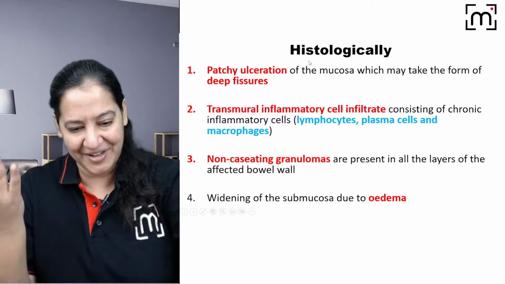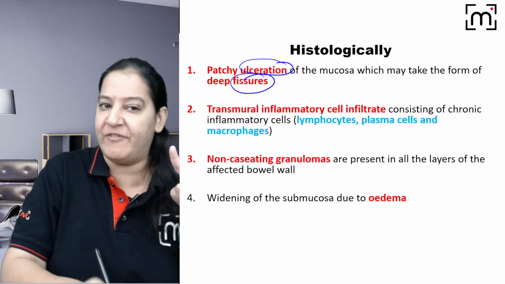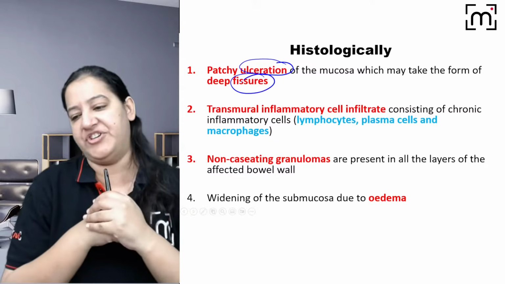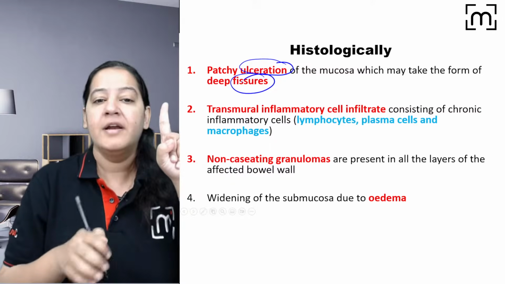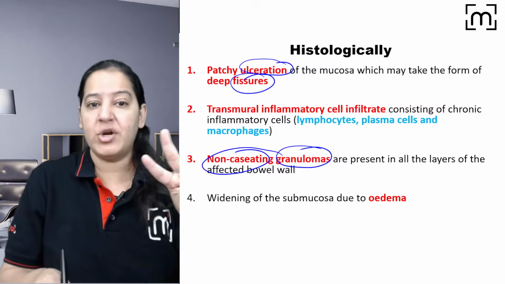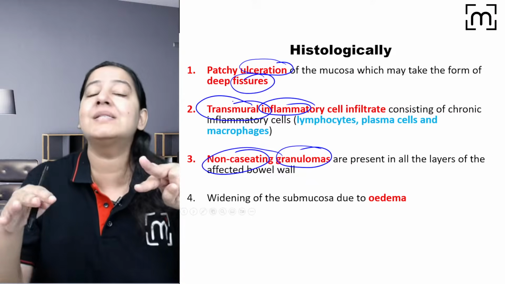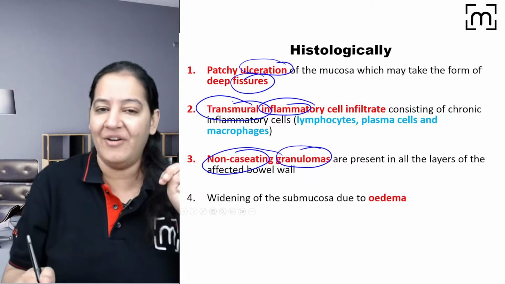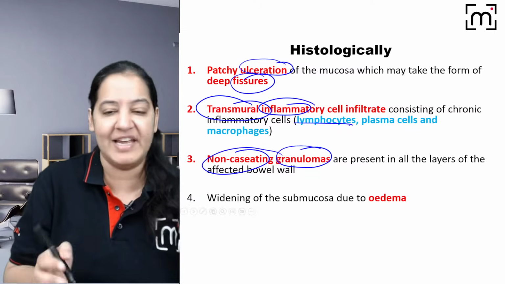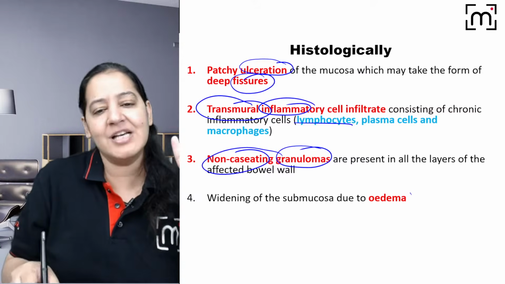Can you tell me what are the 4 findings? Initially the ulcers are there. The ulcers convert into deep fissures. They are deep. They convert into fissures into all 4 layers. Number 1. Number 2, the granulomas are there but they are non-caseating. Number 3, the inflammation is present in all 4 layers. That's why it is known as transmural inflammation, right? And it is made up of lymphocytes basically, no neutrophils, right? That's why mononuclear inflammation. And the last one, edema is there.